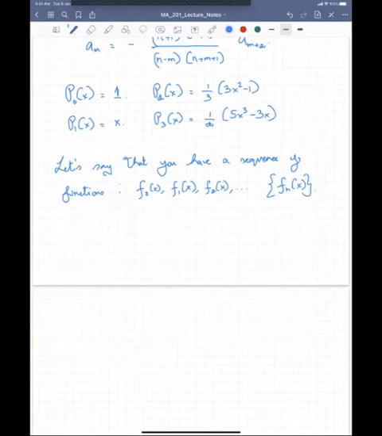I'm not worried about the particular form of f_0(x), f_1(x), f_2(x). They could depend on x in any which way they want. But I'm just assuming that there is a sequence of such functions that I can write down, as a solution of some differential equation or whatever.